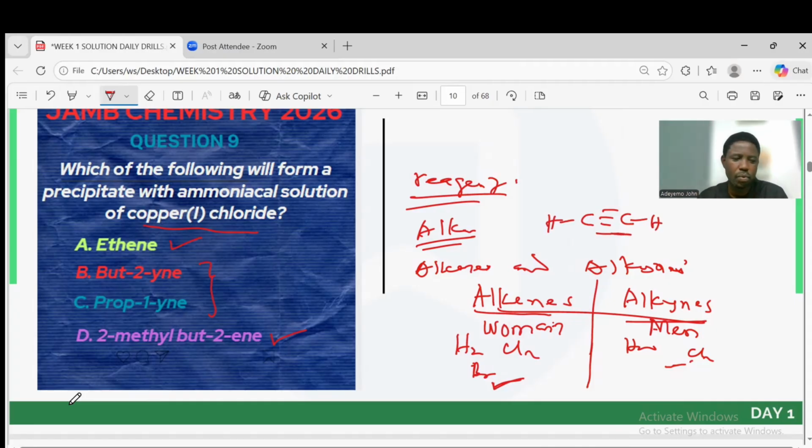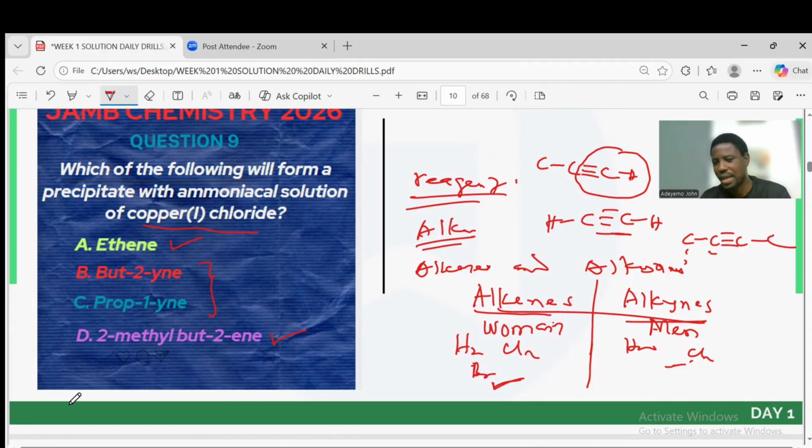Now, if you look at prop-1-yne, prop-1-yne is 1, 2, 3. So this one is a terminal alkyne because the triple bond is at the end of the chain. All right, look at but-2-yne. But-2-yne is not a terminal alkyne. Look at this, the triple bond is at position 2, 1, 2, so it's not at the end.